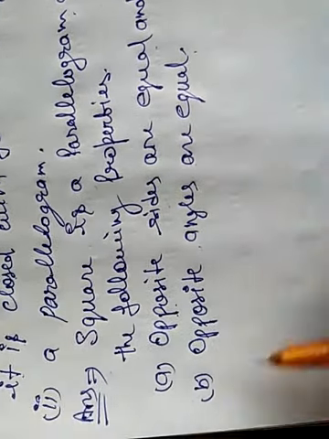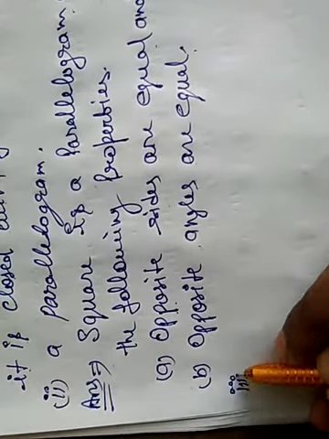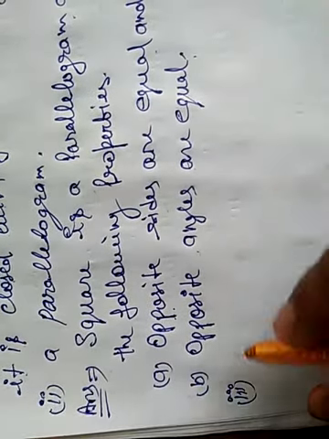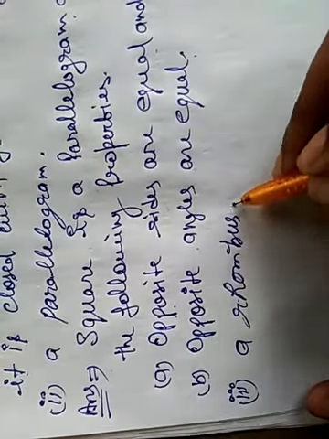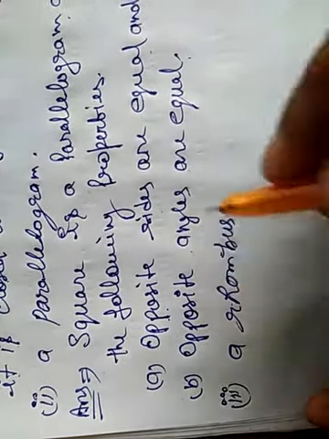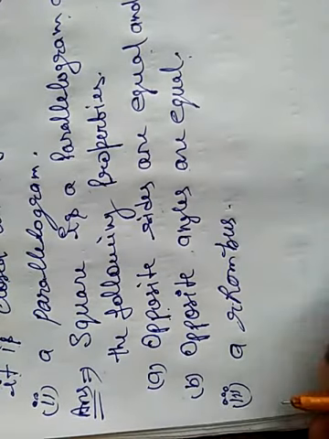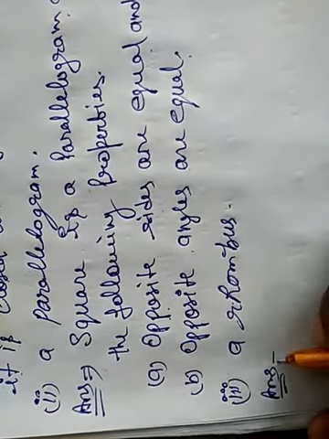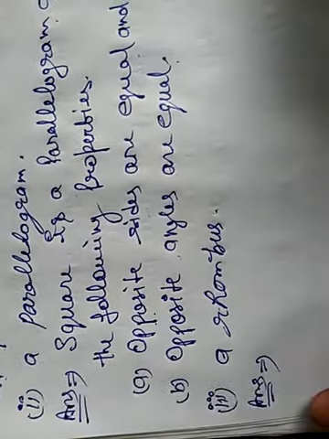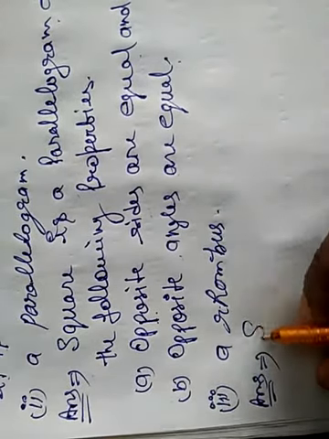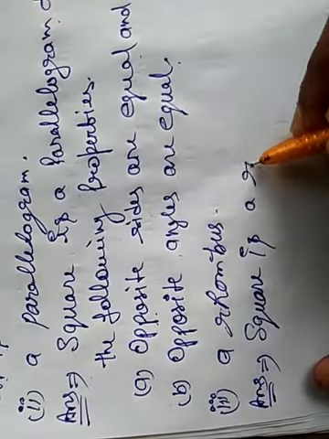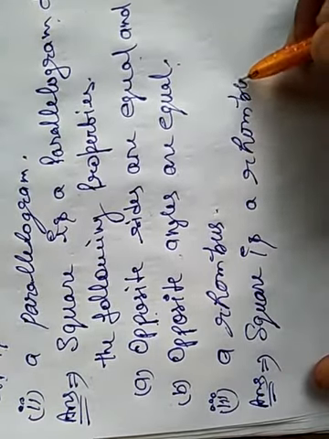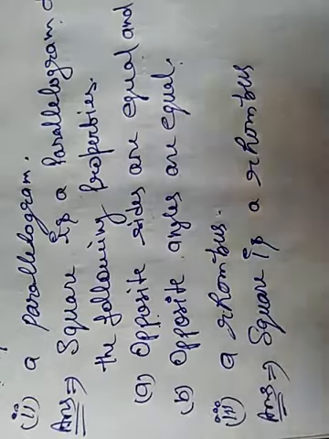नाउ थर्ड पार्ट. थर्ड पार्ट किसके लिए बेटा, ए रोम्बस. सो देखते हैं सॉल्यूशन. स्क्वायर इज ए रोम्बस. स्क्वायर क्या होगा हमारा, एक रोम्बस होगा.